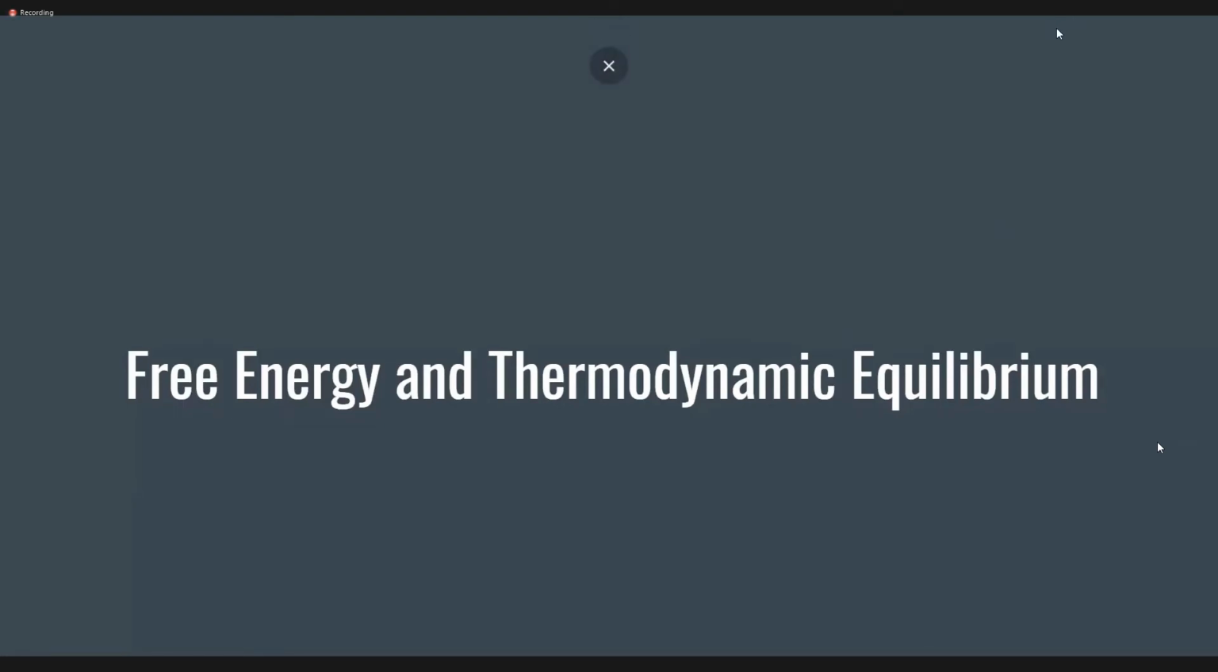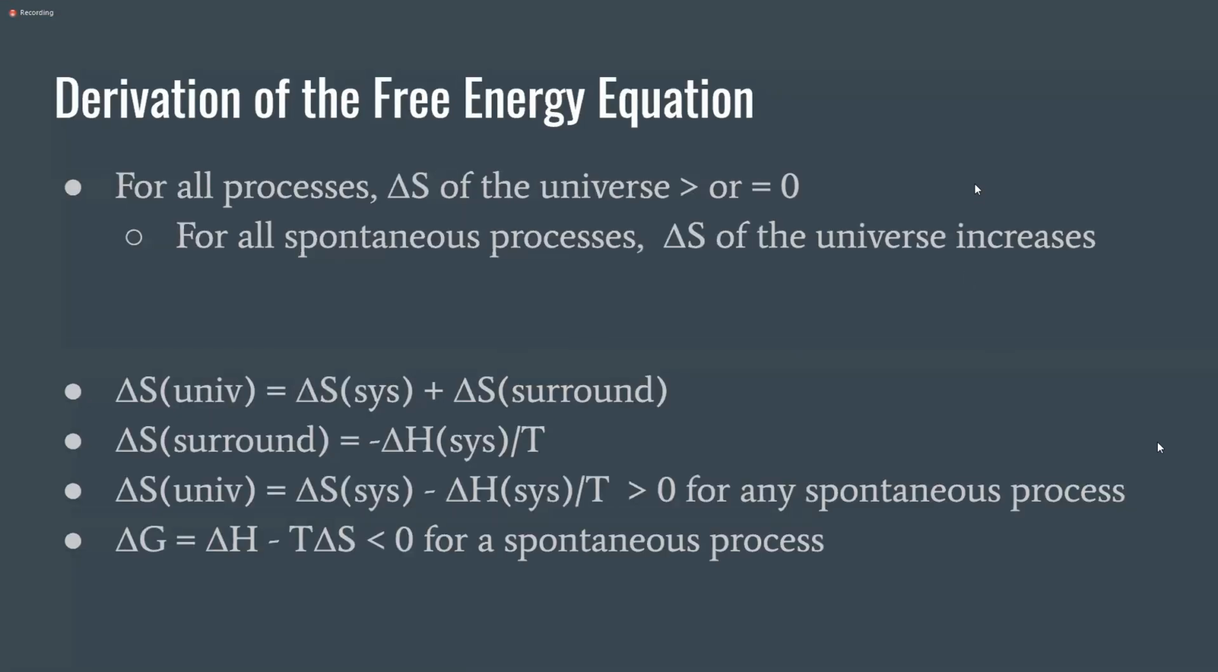Okay, so now we're going to cover delta G. First of all, we're going to talk about where we get delta G from. So the idea behind how we got delta G is that for spontaneous processes, delta S is positive. So for all processes, delta S of the universe has to be greater than or equal to 0. But in this class, we don't really look at any processes where delta S of the universe is equal to 0. So we say for all spontaneous processes, delta S of the universe has to be greater than 0.